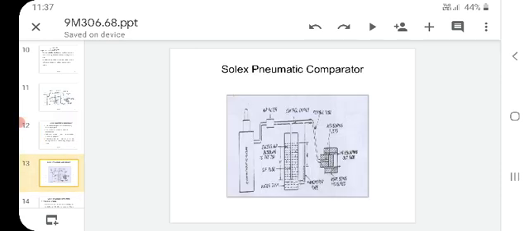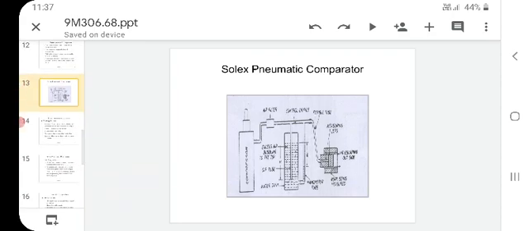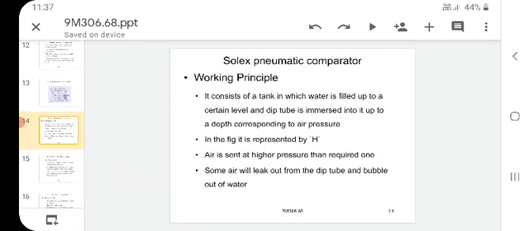So this is the figure of a Solex pneumatic comparator. As you have already seen, the working principle: it consists of a tank in which the water is filled up to a certain level, and a deep tube is immersed into it up to a depth corresponding to the air pressure. In the figure, it is represented by H.